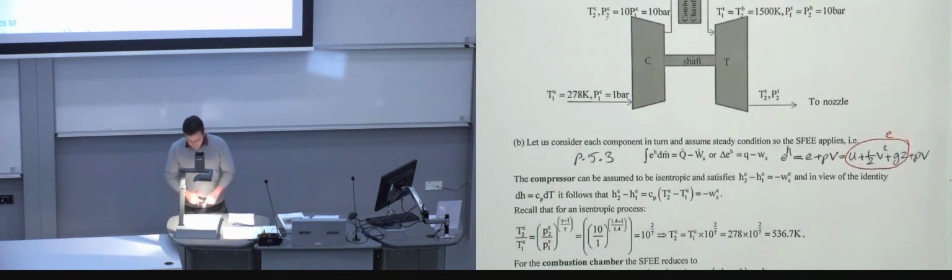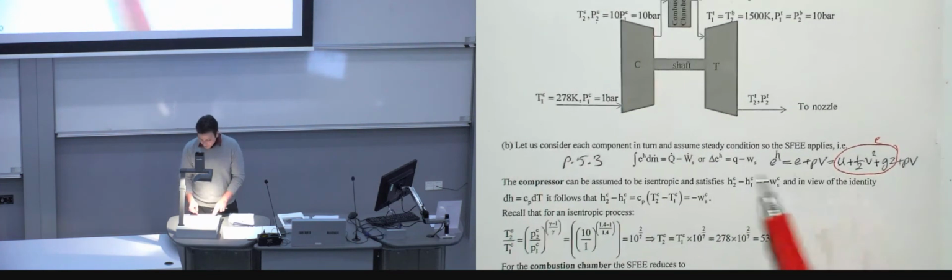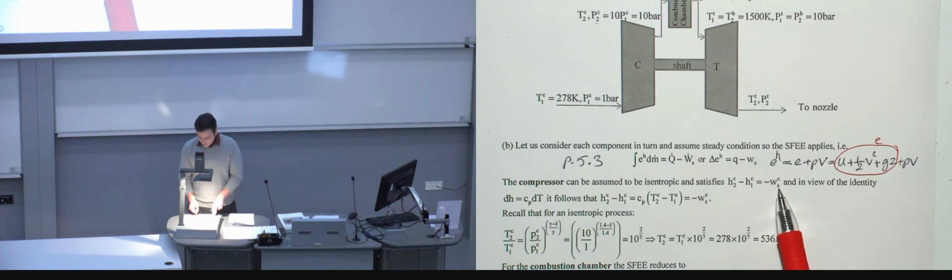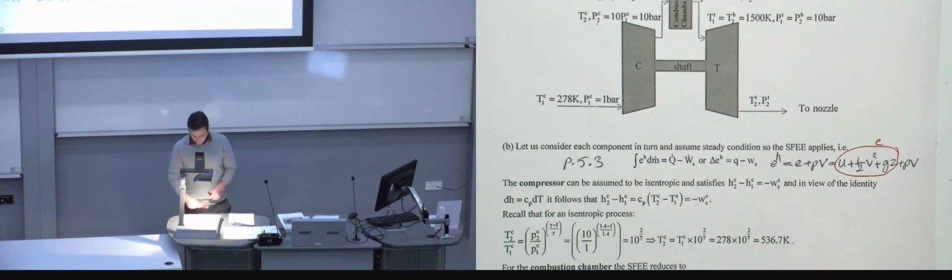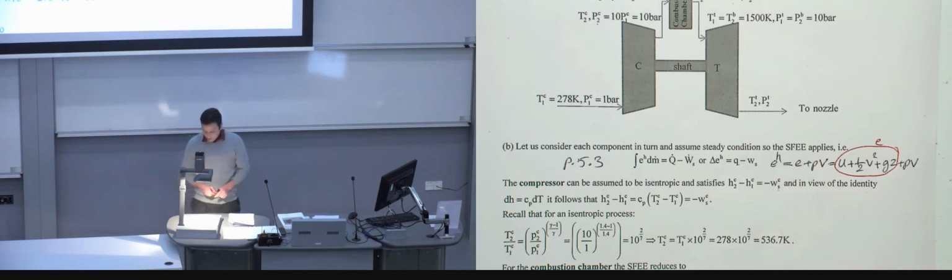So starting from the compressor, it is an isentropic device, and therefore that equation is really simplified to H2 minus H1 equals minus WS. S obviously is the shaft work for the compressor. And naturally there's not going to be any Q, so Q is equal to 0. That's why you end up with minus WS on the right hand side.